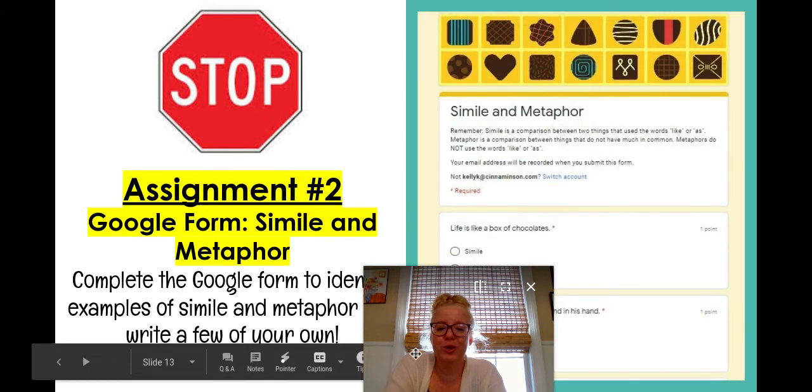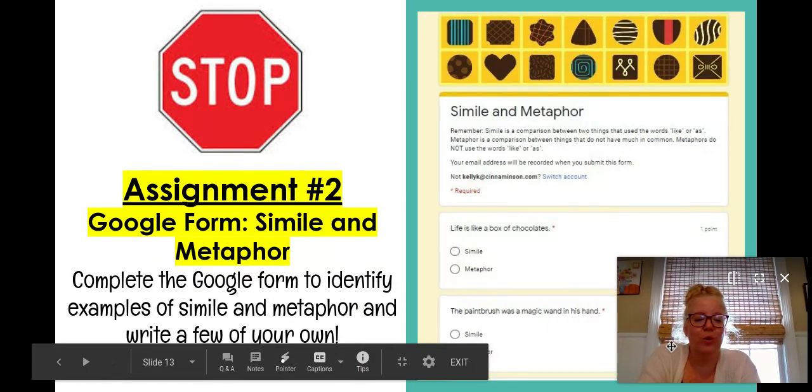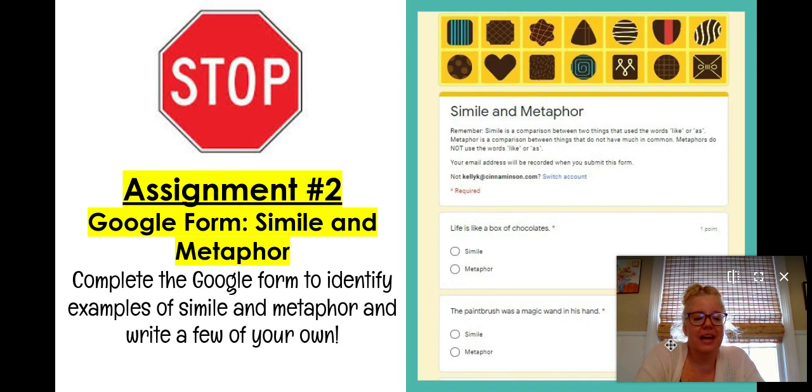Assignment number 2 is a Google form on simile and metaphors. You're going to complete the Google form and identify whether or not sentences are a simile or a metaphor, and then write a couple of your own. And that should also be posted under today's date in the classwork tab. Make sure that you click submit for your assignments so that you get credit for them. If you have any questions, you can ask your teacher in their Google Classroom.